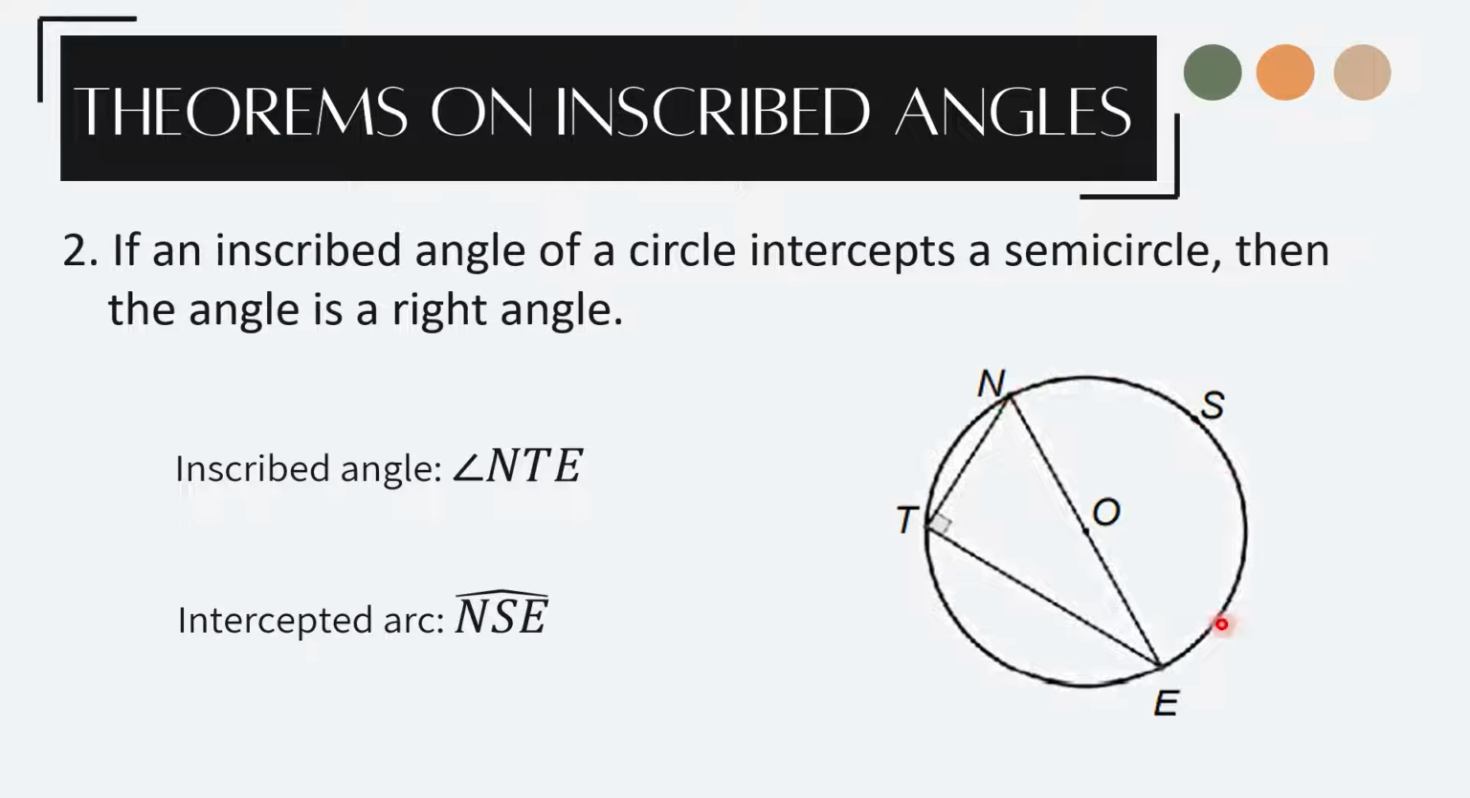Now, if arc NSE is a semicircle, at alam naman natin na ang semicircle measures 180 degrees, therefore, ang sukat ng inscribed angle NTE is half of its intercepted arc na 180. Now, kunin natin ang kalahati ng 180. So, we have angle NTE measures 90 degrees. And a 90-degree angle is a right angle.